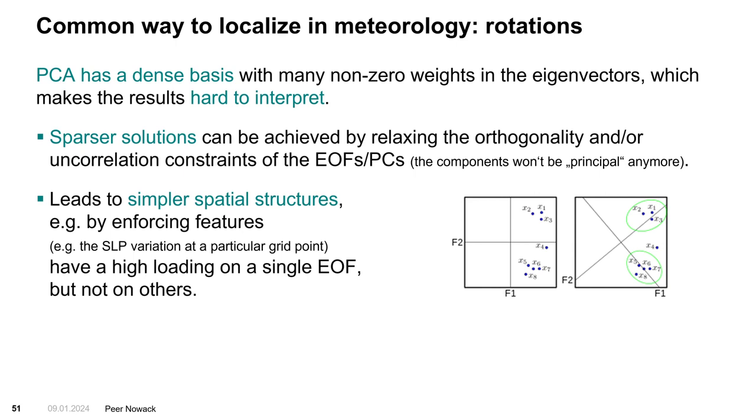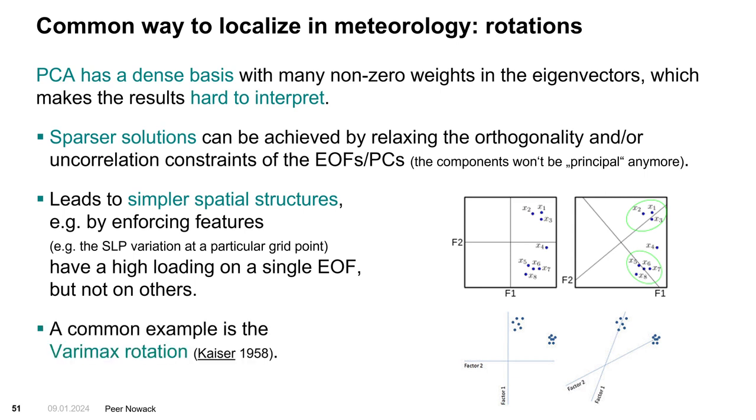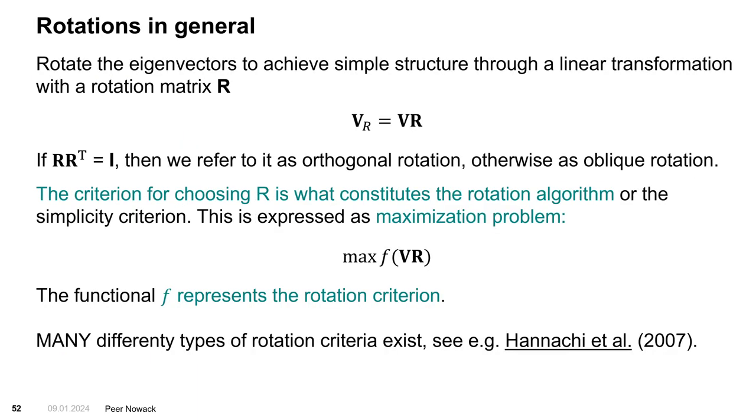Okay, and there are various tricks of doing this, and you could do this in an orthogonal fashion to keep an orthogonal definition of the axes, or you could do this in a non-orthogonal way, which makes it somewhat more confusing and difficult to interpret. So maybe the most common way of doing this rotation, especially in meteorology, is the Varimax rotation. And the basic idea is, and again you will go through an example like this in assignment 7, you take the original eigenvector and you multiply it by a linear rotation matrix, a linear transformation.